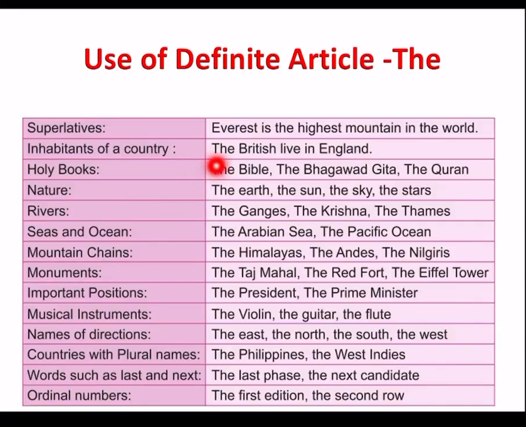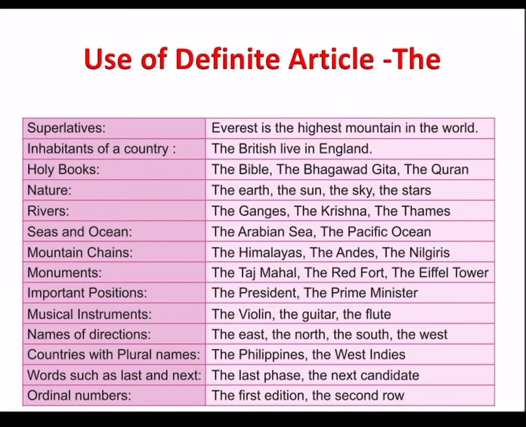Superlatives. When we are talking about something of the highest regard, like here, Everest is the highest mountain in the world. The highest. We are not going to use a highest over here, we are going to write the highest. Inhabitants of a country, the British live in England. The Britishers, the Indians. So we use the in front of it.